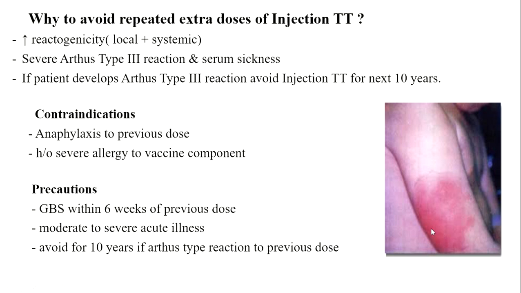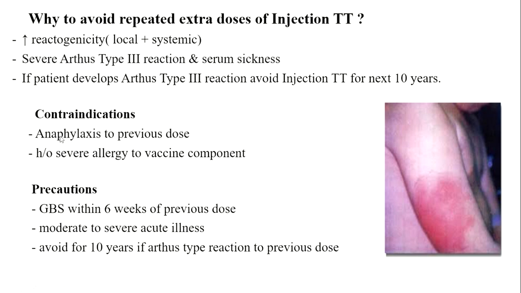the patient will show symptoms like erythema, redness, induration, tenderness, pain, and these symptoms will be seen within 6 to 12 hours of administration of the injection. In most patients, these symptoms will be mild to moderate and will subside on their own. So if a patient develops an Arthus type reaction to injection TT, then he should avoid vaccination for the next 10 years.